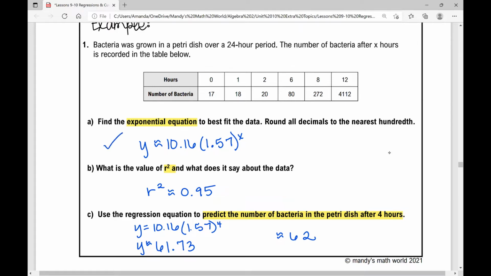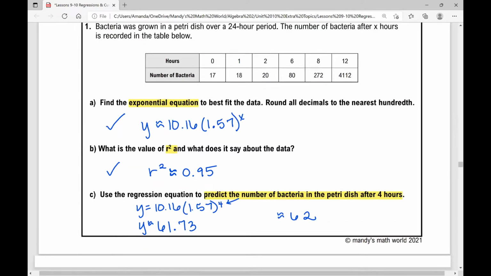We've got our equation right here. It's an approximation because I did round the decimals. We've got our value of r squared. It is an approximation, right? That's why I use the squiggly equal sign instead of just a regular equal sign. So that's approximate. R squared is approximately 0.95. I rounded it. And then we use that equation to predict the bacteria in the petri dish after 4 hours. So I plugged in 4 for X right here, which is approximately 61.73, and I rounded to 62.